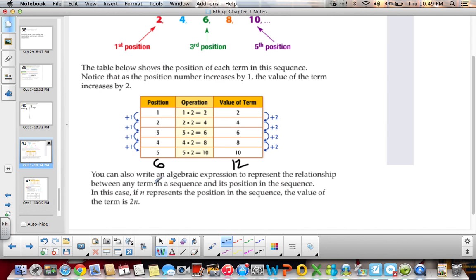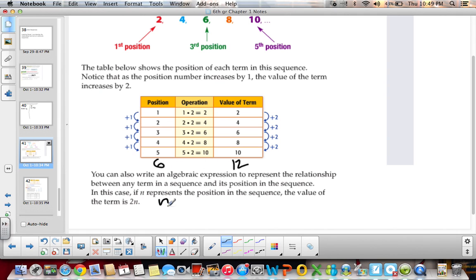So the problem with this is that if we want to figure out position number 100, since we're adding 2 from the previous number, that's a lot of adding. We would have to add 2 plus 2 plus 2 all the way to 99, and then we could add 2 from that one and get 100. Or we can also see that because it's being multiplied by 2 every time, we can take the position number, which is n, and multiply it by 2 to get our answer.